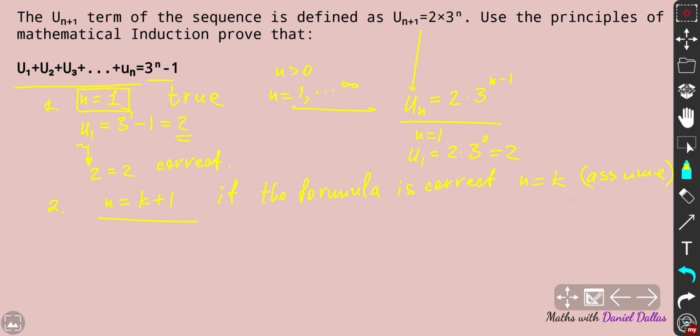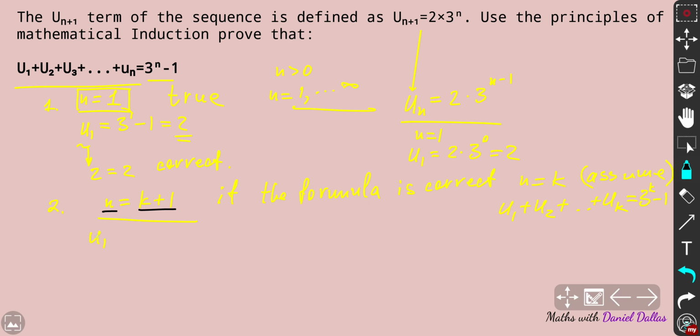So if it's correct for n equals k, we can simply rewrite this formula as u1 plus u2, and so on. Wherever n stays, we just plug k instead. So finally we've got uk, and the right side will look like 3 to the power k minus 1. Okay, so right now we need to prove that this formula also works for n equals k plus 1. So we just need to plug and see how the right side of this equation will look.